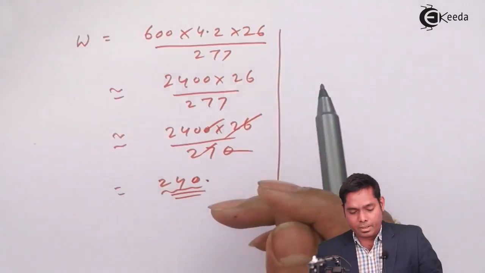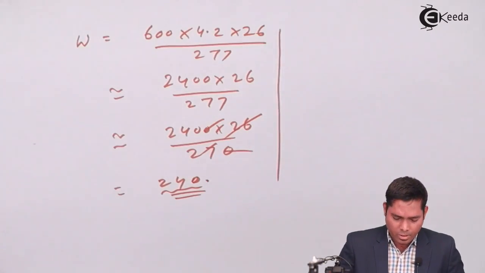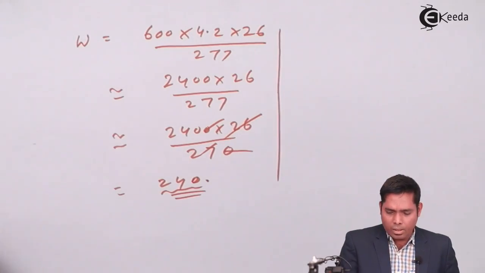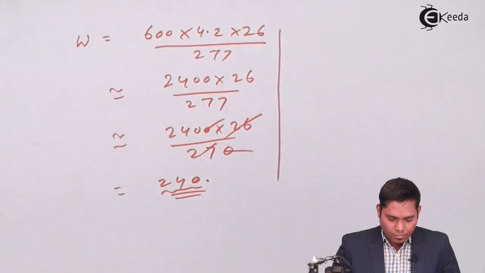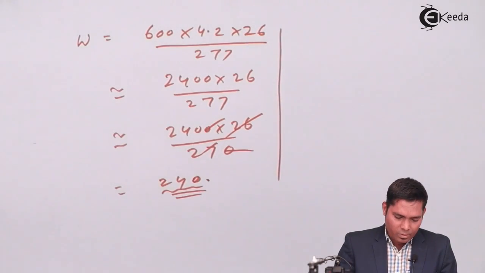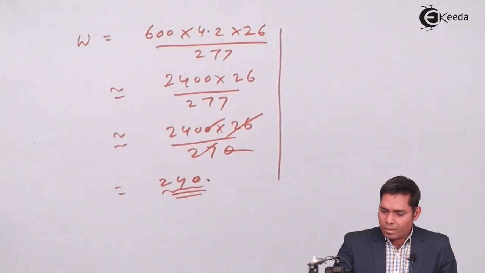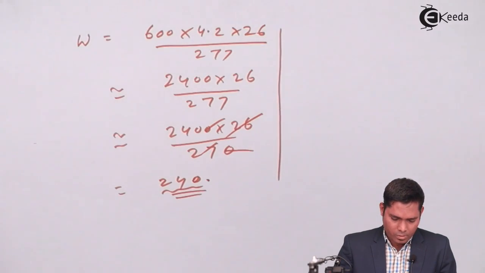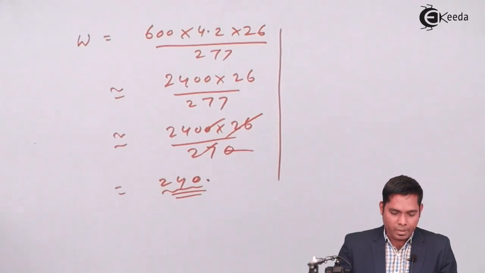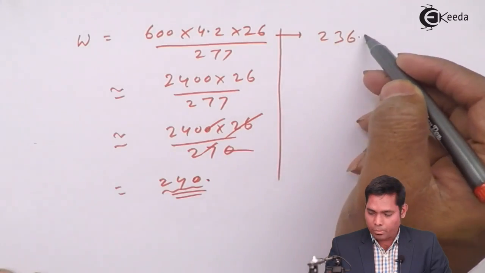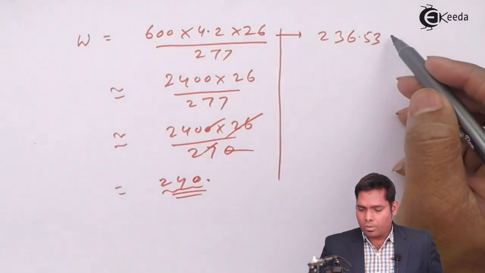Okay, let me just calculate how much I'm getting. I have the calculator over here. 600 into 26, divided by 277, and multiplied with 4.2, and I'm getting 236.53. This much joule of work is done.